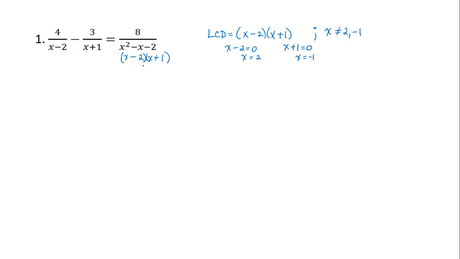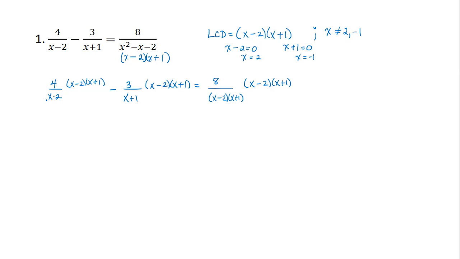So now we multiply both sides of the equation by the LCD. 4 divided by x minus 2 times x minus 2 times x plus 1, minus 3 divided by the quantity x plus 1 times the LCD x minus 2 times x plus 1, is equal to 8 divided by x minus 2 times x plus 1, and then that is times the LCD x minus 2 times x plus 1. Then we can divide out any common factors between the numerator and denominator.